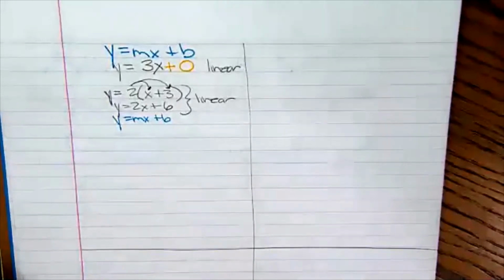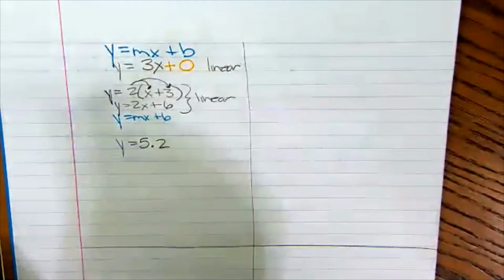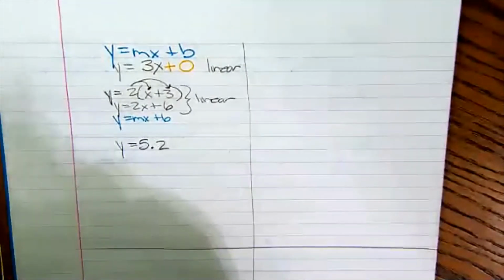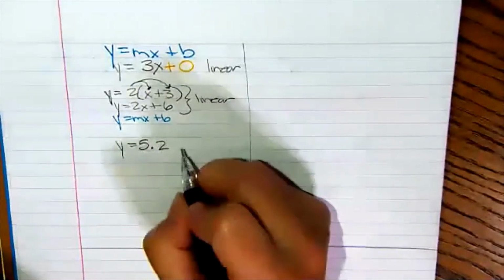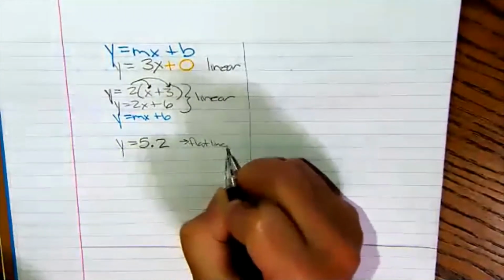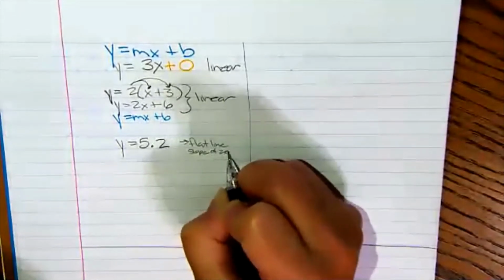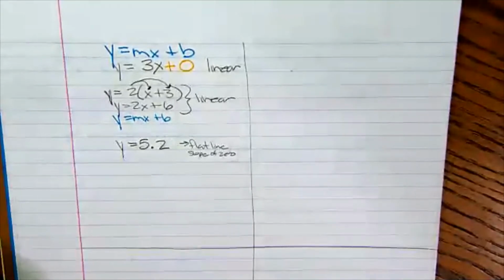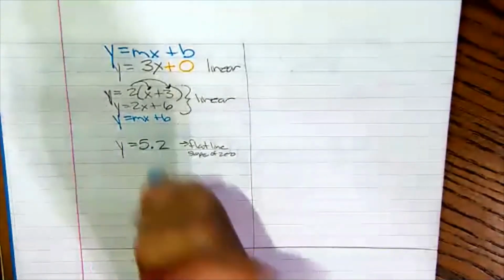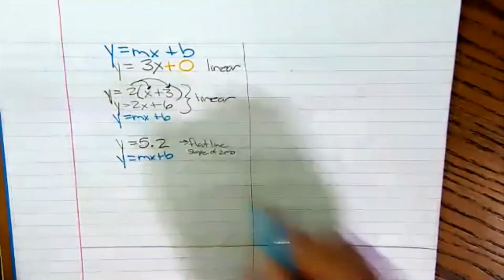Then they try to get all tricky on us and give us this equation. Y equals 5.2. Now, we need to remember that this is a flat line. It's a flat line, so it has a slope of 0. So can this be written in y equals mx plus b format?